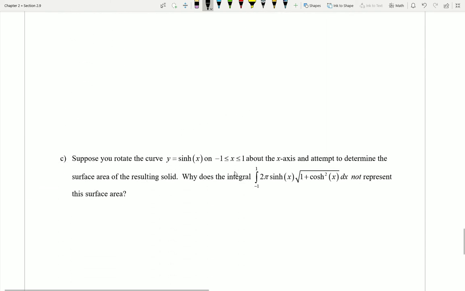Down here, I ask a question about, suppose I rotate this curve around an axis, attempt to determine the surface area. Why is this integral not going to give me the surface area? You know, what's wrong here? But all of these are questions related to earlier in Chapter 2. And hopefully, by completing these questions, you'll get a good sense of how these functions might be integrated into the content that we've already covered thus far in this class.